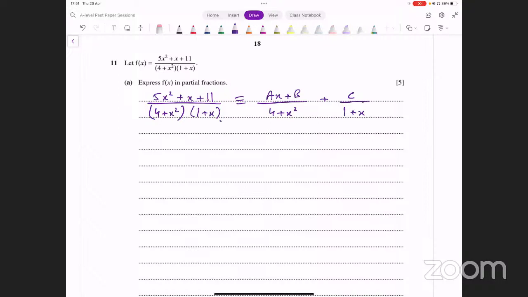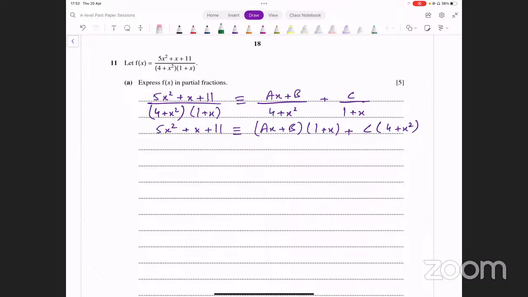अब क्या करें? लेफ्ट वाला डिनोमिनेटर राइट साइड में मल्टीप्लाई कर दें. What do we get from that? 5x square plus x plus 11, that is identical to (ax plus b). Please make sure that you use these brackets here properly. Ax plus b, this whole thing is multiplied by 1 plus x, plus c into 4 plus x squared. And now you can input some values of x to figure out the values of a, b, and c.